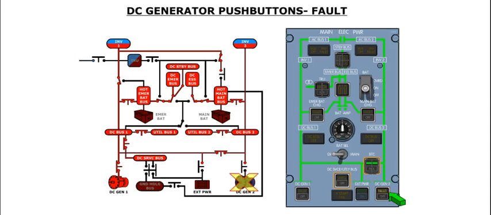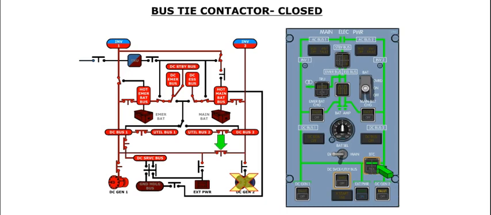The fault caption illuminates in the event the GCU trips the generator due to a fault, or if the associated generator contactor opens. You should note that if the contactor opens because the push button was selected to the off position, the fault caption will not illuminate. Regardless of what caused the fault caption to illuminate, the bus tie contactor will close. This will cause the affected DC bus to be powered by the operating generator.